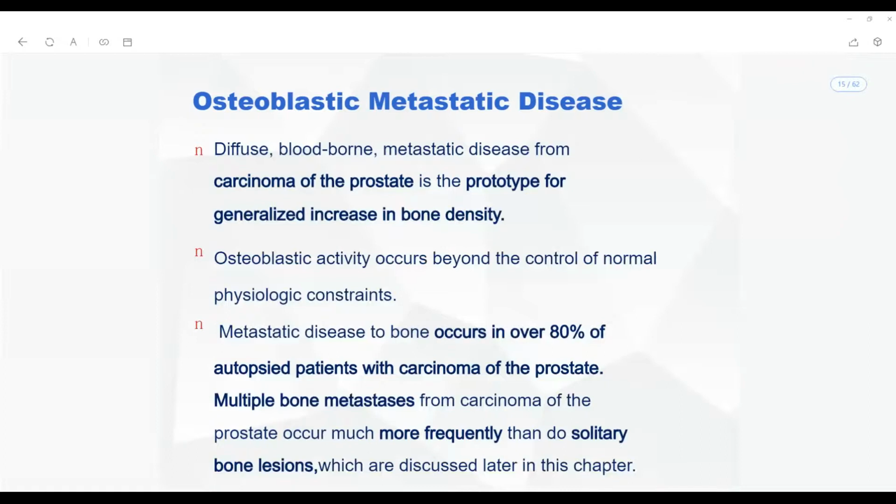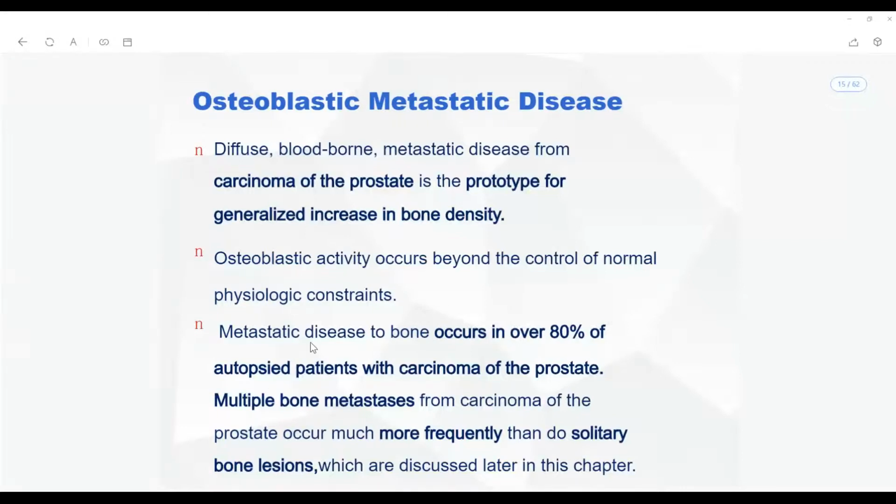All right. We call this particular disease osteoblastic metastatic disease, which happens beyond the control of the normal physiological constraints. If it is occurring beyond normal, we call such a situation increased osteoblastic activity. Osteoblasts are necessary for the formation of bones, right? So they will cause an increase in bone density, a relative increase of the cortex density, because the osteoblastic activity is high there. That's what happens in osteosclerosis.